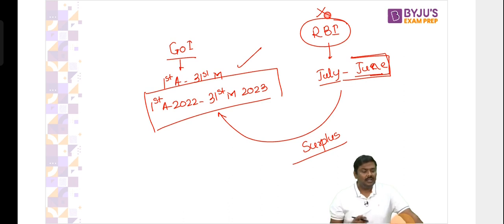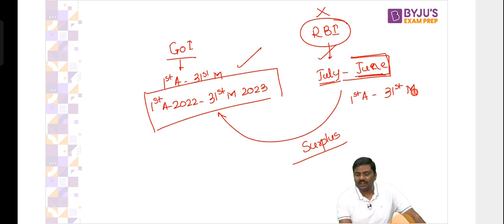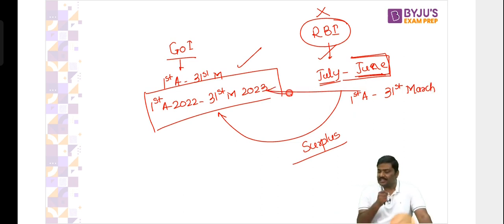Change the accounting year of RBI itself. Rather than having an accounting year from July to June, why don't you start it from 1st of April and end it on 31st of March? Exactly like Government of India.